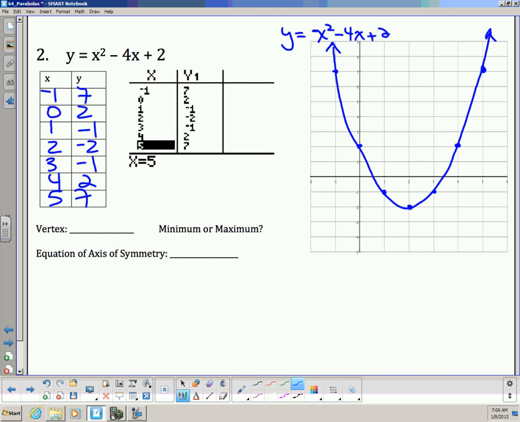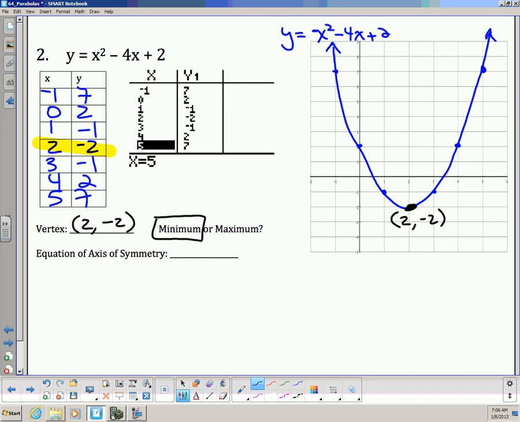The vertex. The vertex is the turning point. So from the graph, I can see it as 2, negative 2. In the table, it shows up in the middle. Okay? The vertex is the middle pair, and that's your vertex, the whole thing, 2 comma negative 2. It is on the bottom of the graph, so therefore it is a minimum.